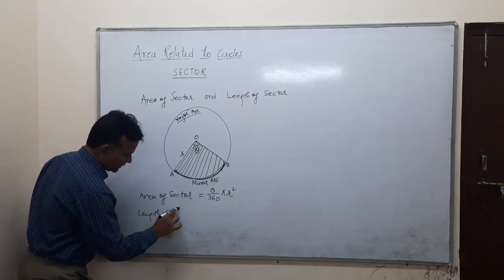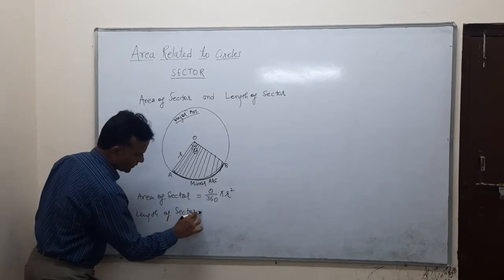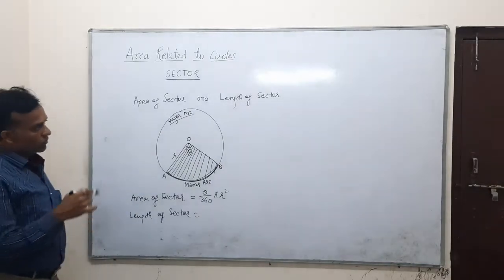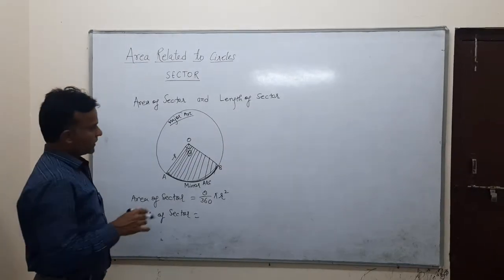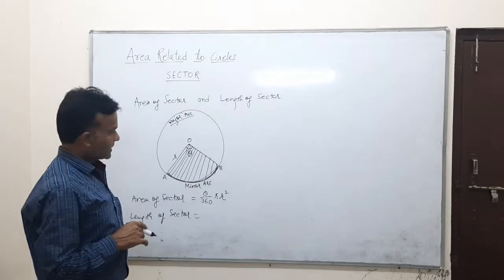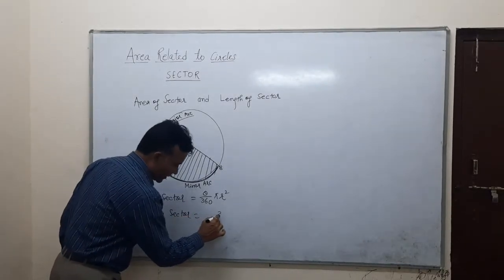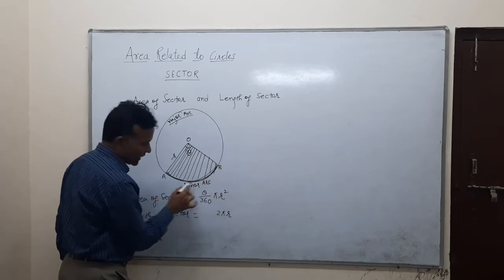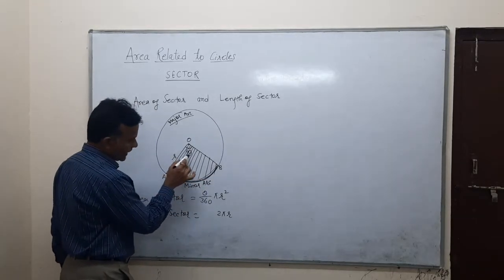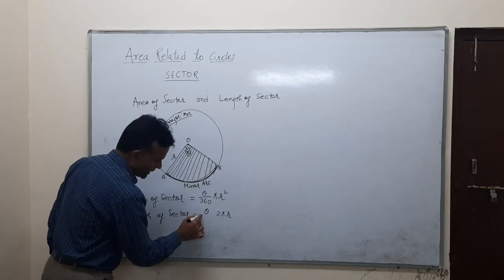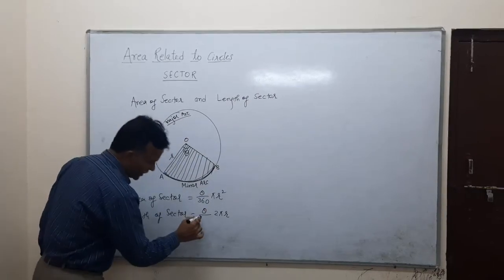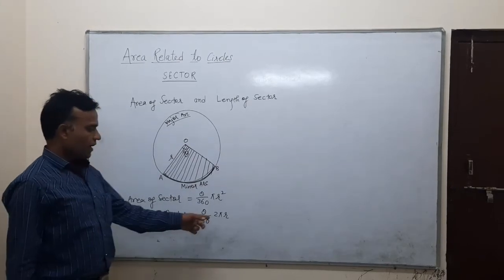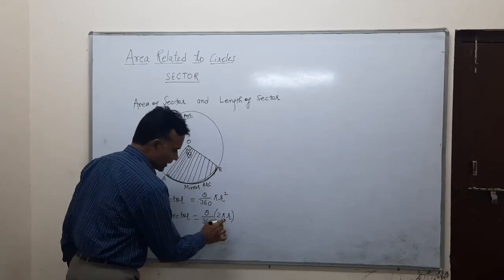Okay, the length of the sector is based on the whole length of the circle. Previously we wrote that this is called the circumference of the circle, and the circumference of the circle is 2 pi r, which means the whole length of the circle. But here you calculate only AB, and this AB is inclined by this theta, out of the whole circle, which has 360 degrees. So theta by 360 into 2 pi r is the length of the sector.